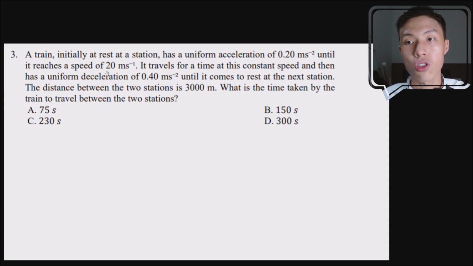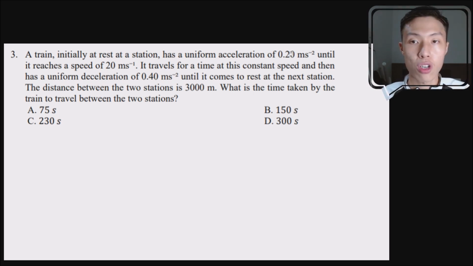So this is question 3. Question 3 says that you have a train initially at rest at the station. Initially it's not moving. It has a uniform acceleration of 0.20 meter per second square until it reaches a speed of 20 meter per second. So this is the first section of the journey in which the train starts from rest, slowly speeds up with a uniform acceleration of 0.20 meter per second square, until it reaches a final speed of 20 meter per second.